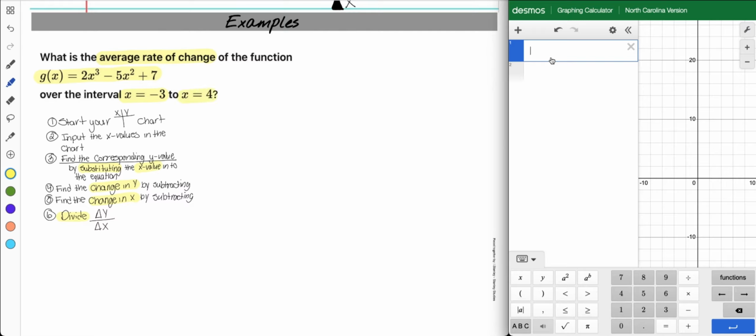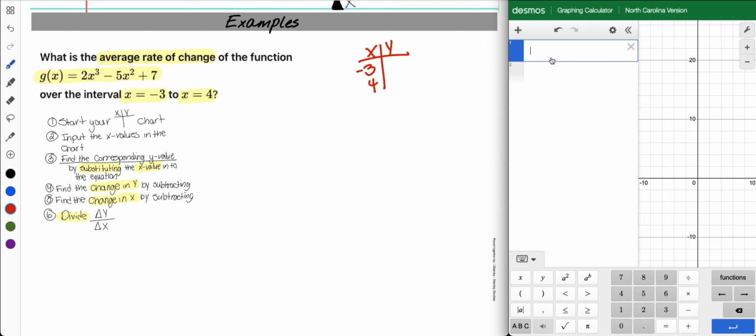If we go through our steps, our first step says we're gonna start our T chart. Okay, so I'm gonna go ahead and draw a little T chart with x and y values. It says now we're gonna input the x values in the chart. So the x values that they gave us was -3 and 4. Okay, then we got to find the corresponding y values by substituting the x value that they gave us for the interval into the equation, and then we got to solve to get a result.